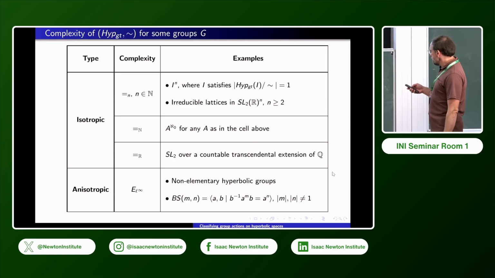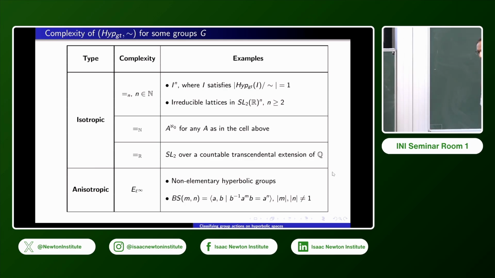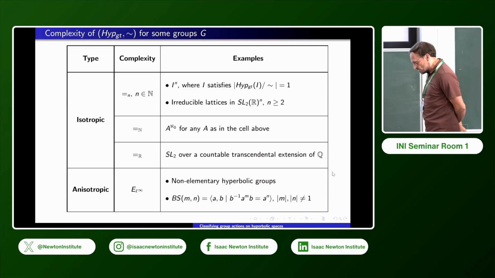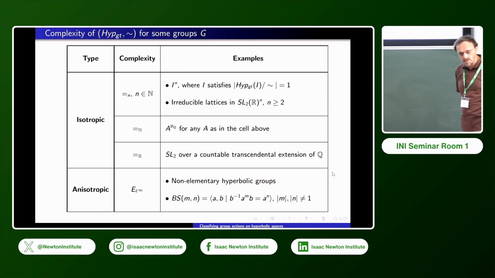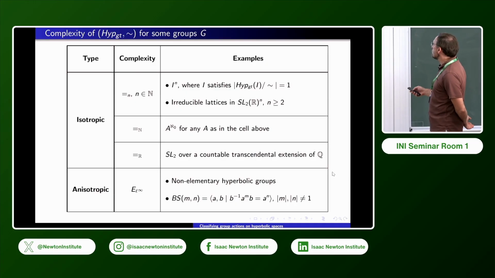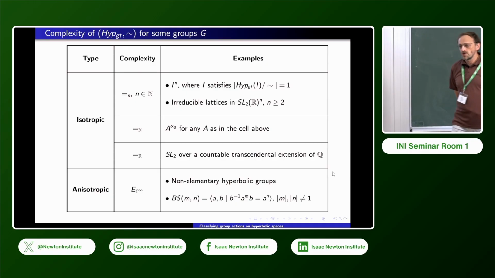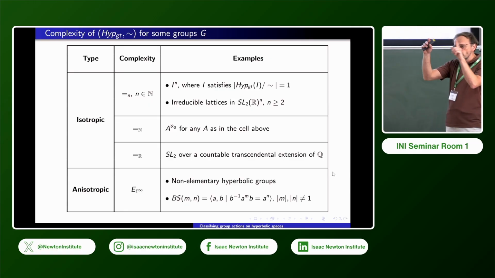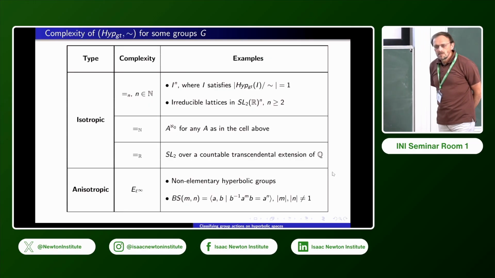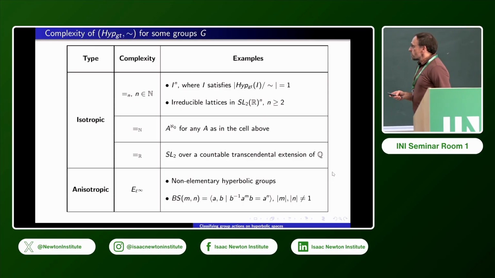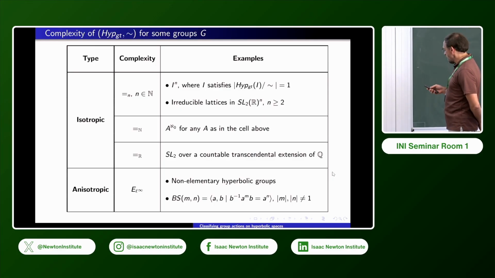And if you want to have a group which has a continuum of general type actions on hyperbolic spaces, which are nevertheless classifiable, then you can take SL2 over every countable transcendental extension of Q. For example, SL2 over Q(X), the field of rational functions.